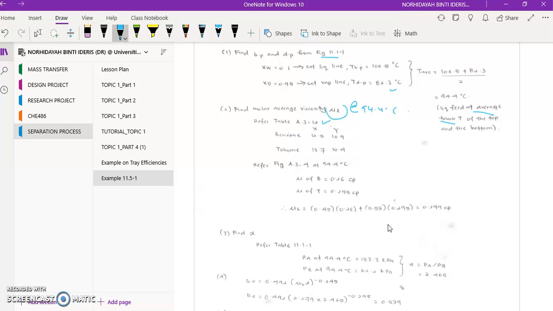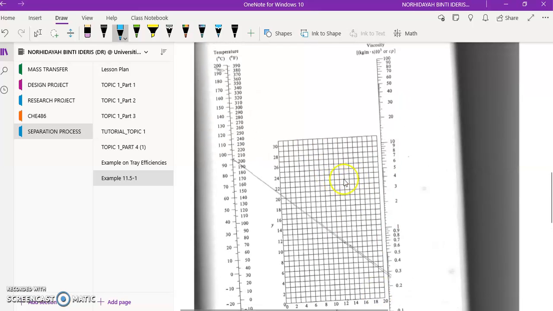Okay, so if you look at table A3-12 here, there is actually a coordinate given for X and Y values. So we just extract the information from there. So for benzene it is 12.5 and 10.9, and toluene is 30.7 and 10.4. Okay, so by using this coordinate, you need to use figure A3-4 here. So here is the figure.